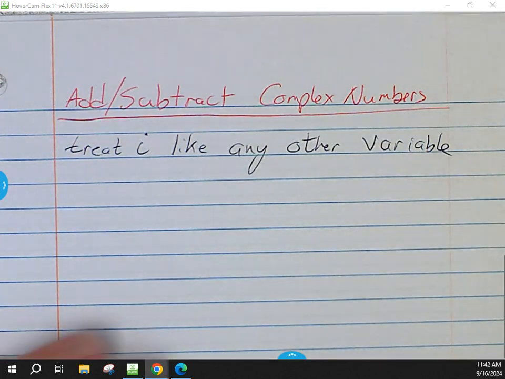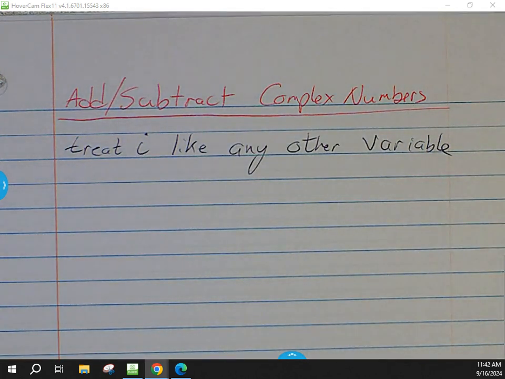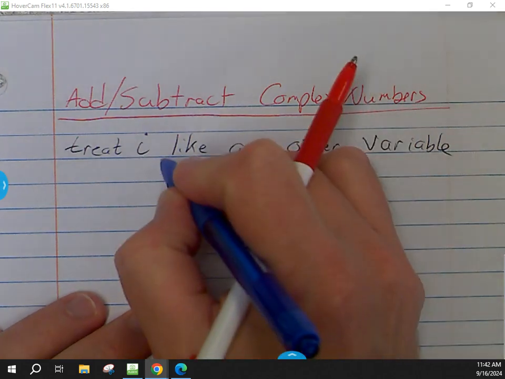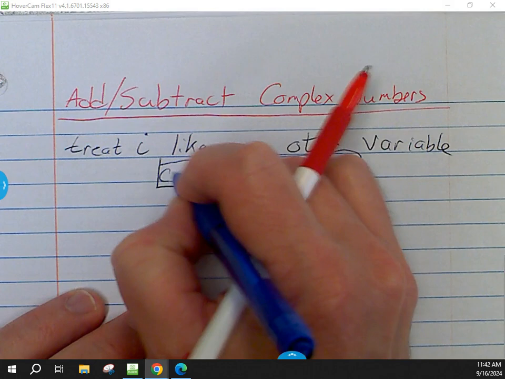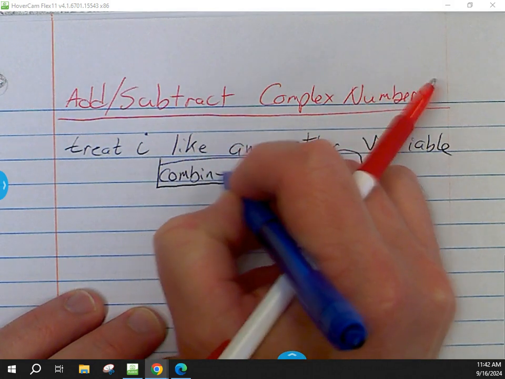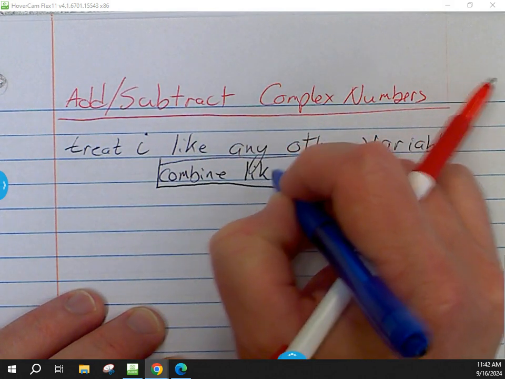Okay, and when you're adding and subtracting complex numbers, you treat the i variable just like you would any other variable. If it was x or y or b or z or t, it doesn't matter what it is. So you're not really going to do anything different. And what it comes down to with this one, all you're going to do is combine like terms.